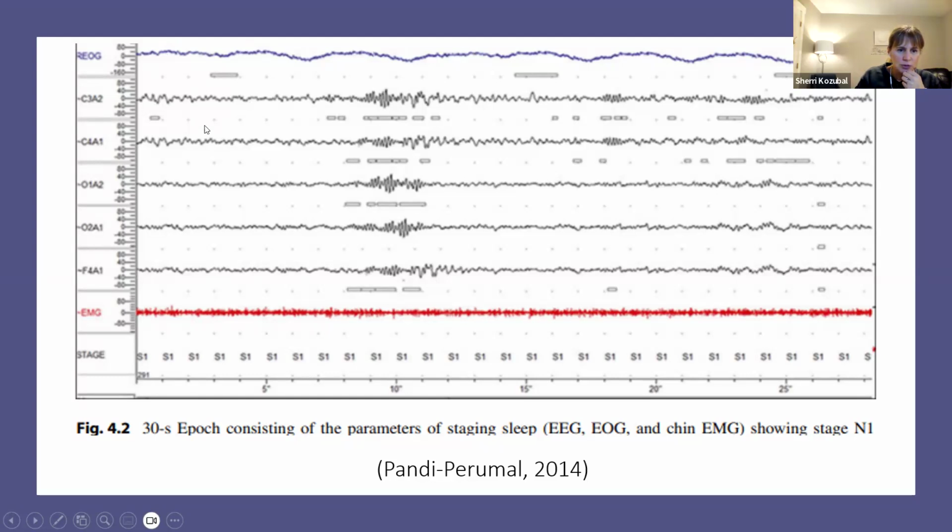And then we've got the central leads. See how quiet everything is. A little bit of alpha intrusion here. And that's quite common. We'll see some alpha happening in stage 1. But for the most part, it's nice and quiet. It's a slower frequency for the most part. And the chin's a little bit quieter as well.